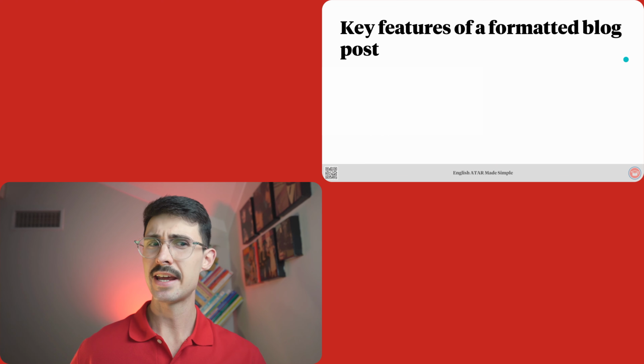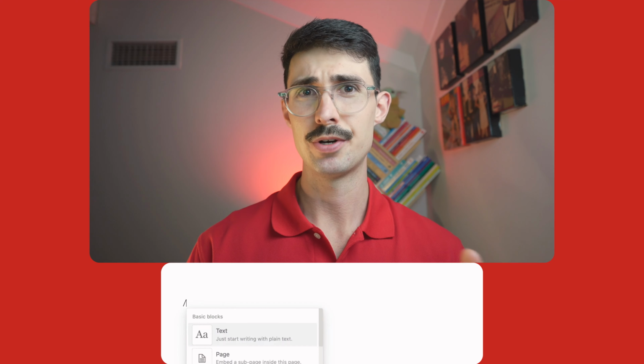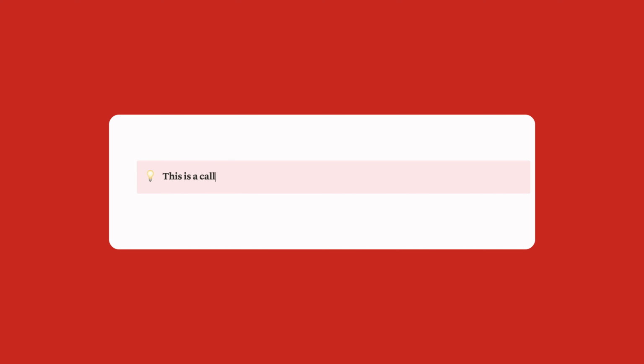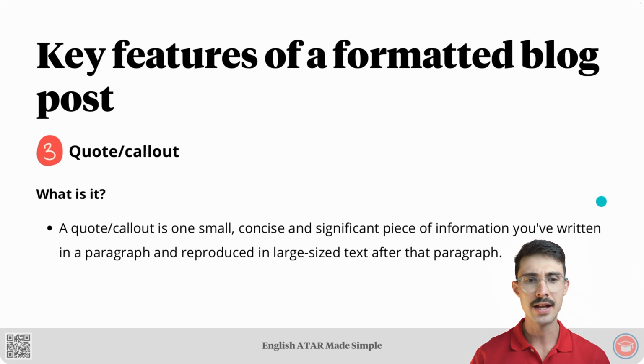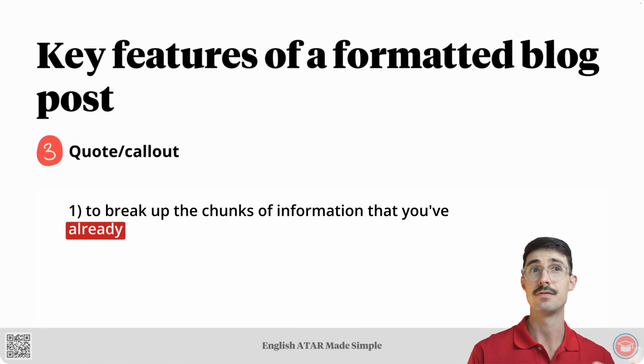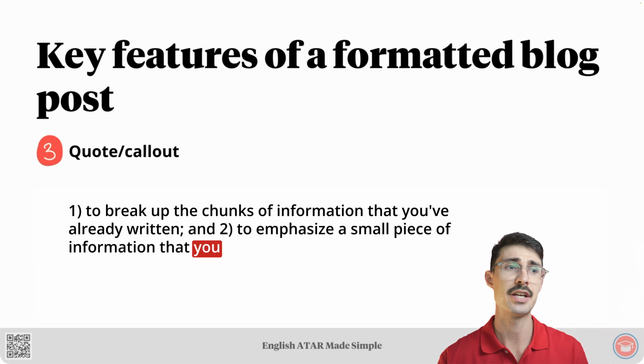Next key feature is a quote or a call out. If you're familiar with Notion, you would know a call out to look like the following. What is it? A quote or a call out is one small, concise, and significant piece of information you've written in a paragraph and reproduced in large-sized text after that paragraph. Why is it useful? Firstly, to break up the chunks of information that you've already written, and secondly, to emphasize a small piece of information that you want the audience to remember.